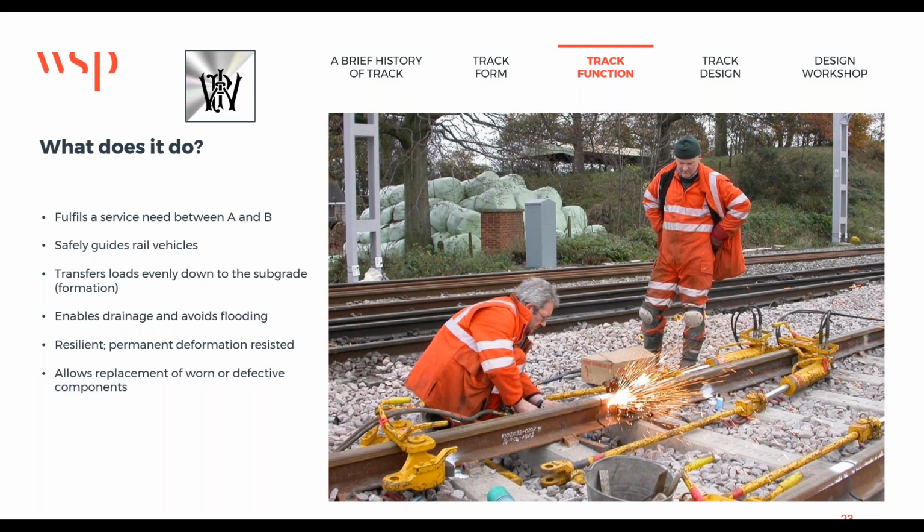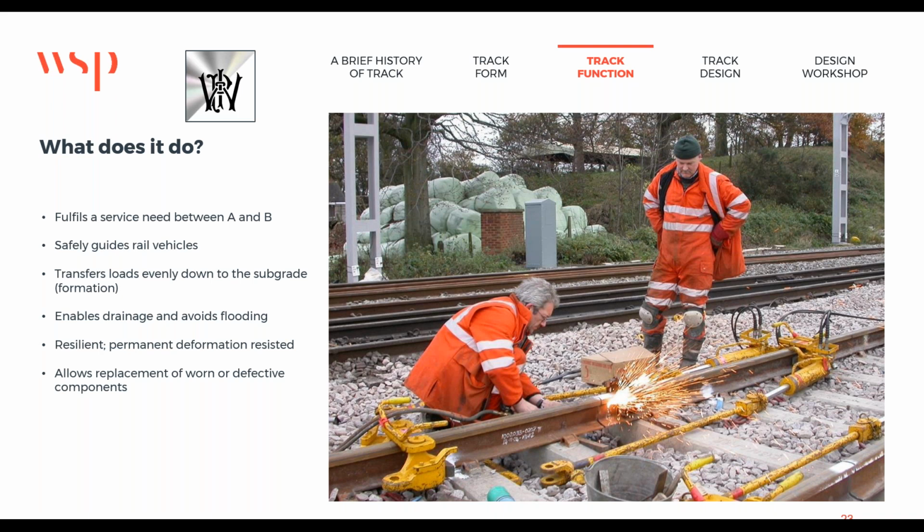The other thing track has to allow is replacement of worn or defective components. None of this is very rocket science, but if you have a system that doesn't allow you to do quick and easy repairs, it can be a bit of a problem. So the different components which make up the track subsystem, the ballast, the sleepers, the rails, the small components, rail fastenings, they all degrade at different rates, and it's therefore important to be able to renew those individual parts as necessary without the need for a wholesale renewal.